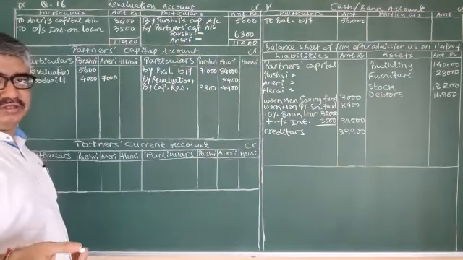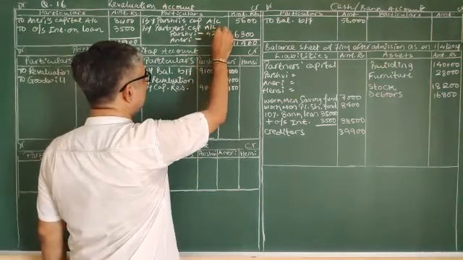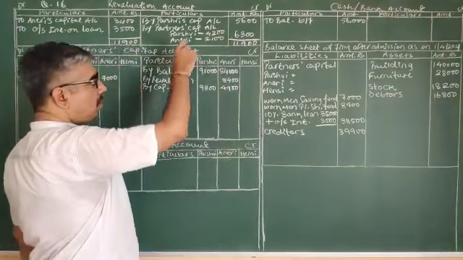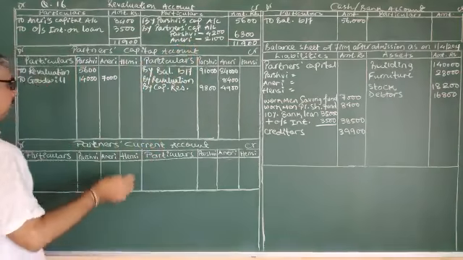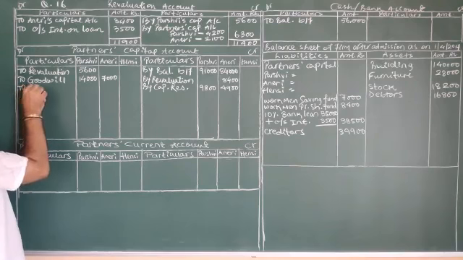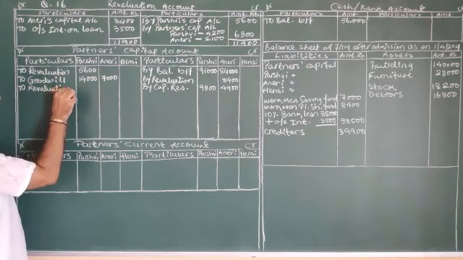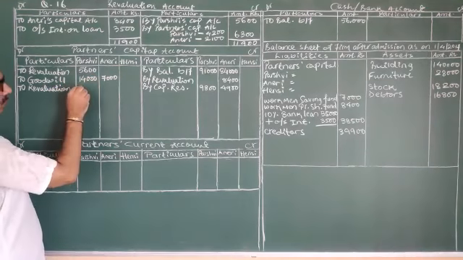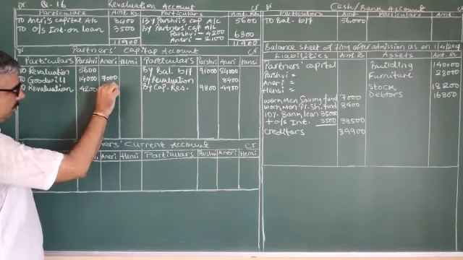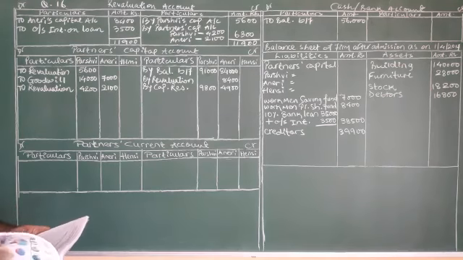Two is to 1, so 4,200, 2,100. Okay? On the credit side, so it must be on the debit side. 2, revaluation account, 4,200, 2,100. Net comes to 6,300.